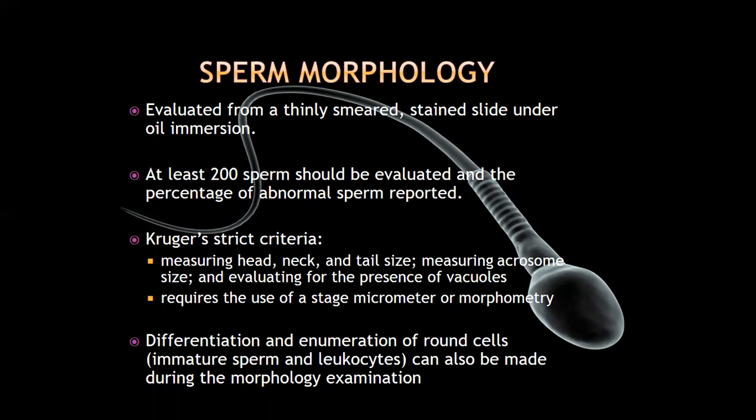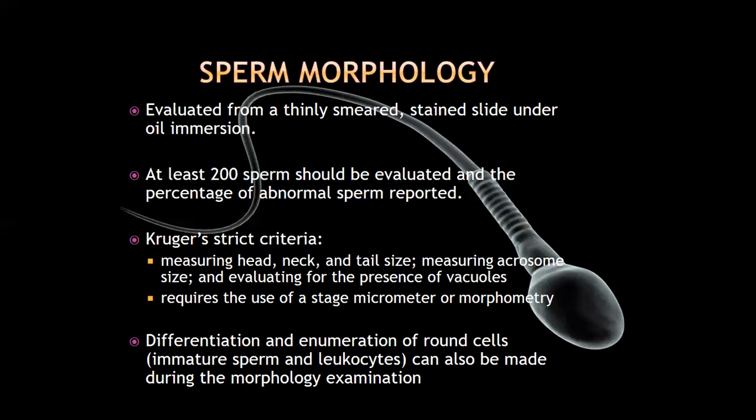We may make use of Kruger's criteria, wherein we need to measure the head, the neck and the tail size of the sperm. We measure the acrosomal cup also, and the presence or absence of vacuoles. These require another equipment we call a micrometer or morphometer.